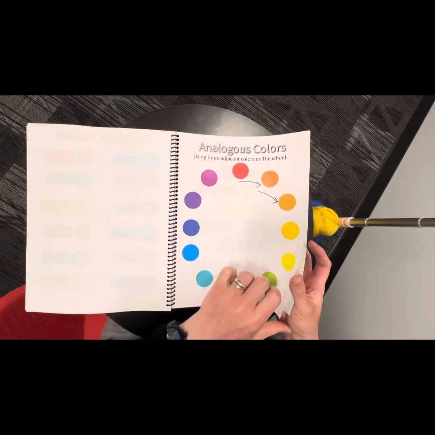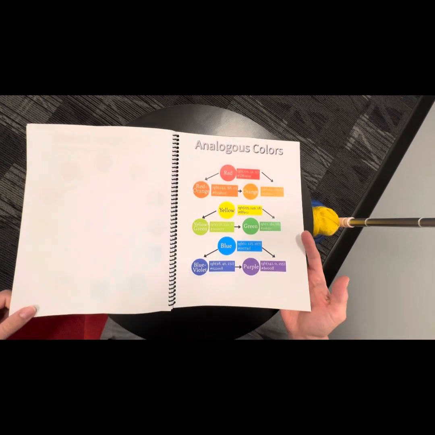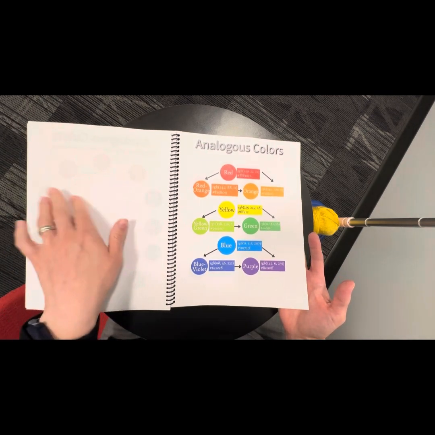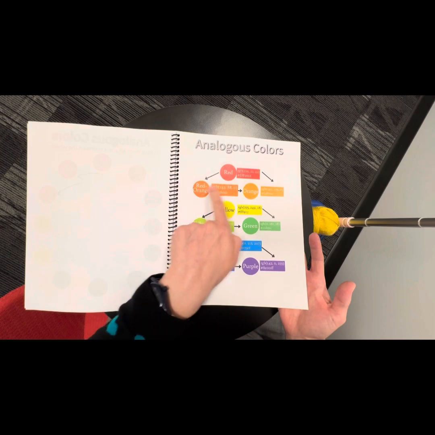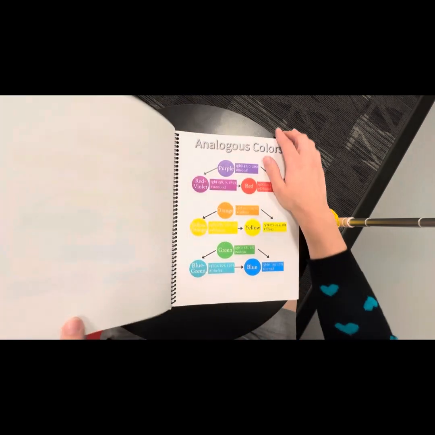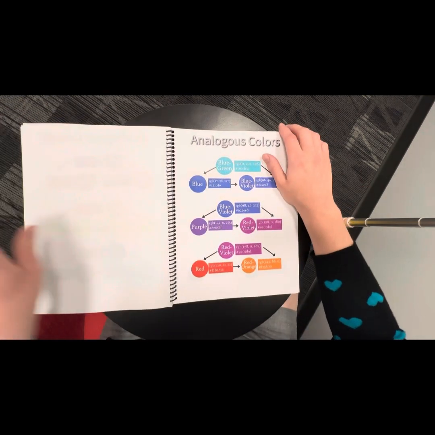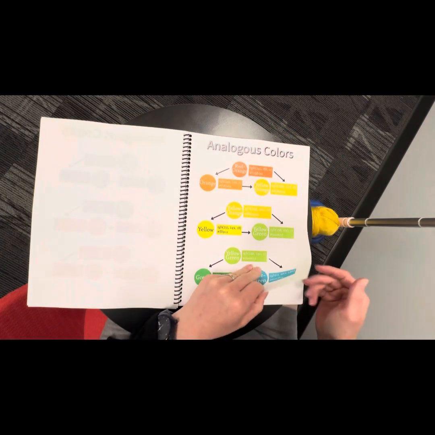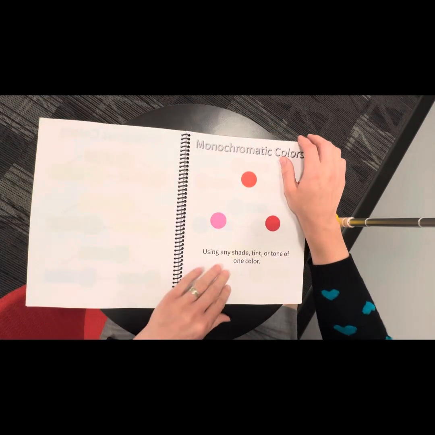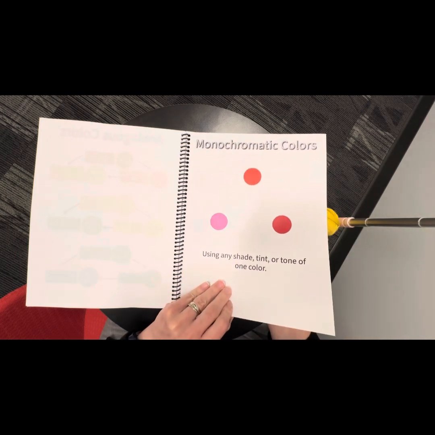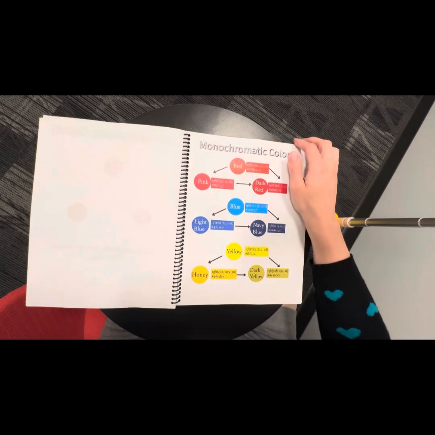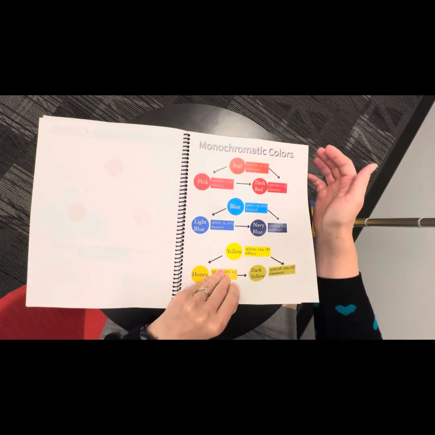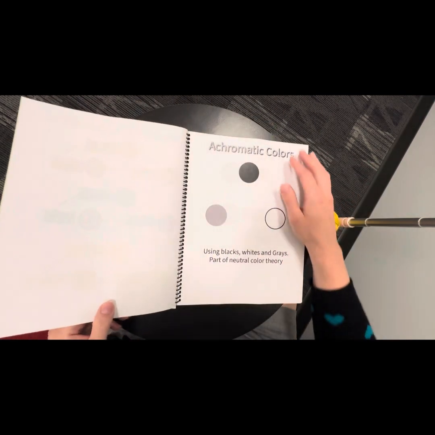Then we get analogous colors, and these will be next to each other on the color wheel. So red, orange, and orange. And then we just keep going through primary, secondary, and tertiary colors. I include the definition of monochromatic colors, and I included a monochromatic color scheme for the 3 primary colors.